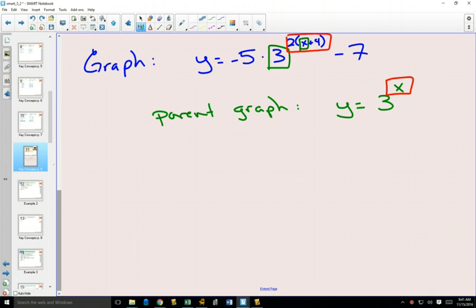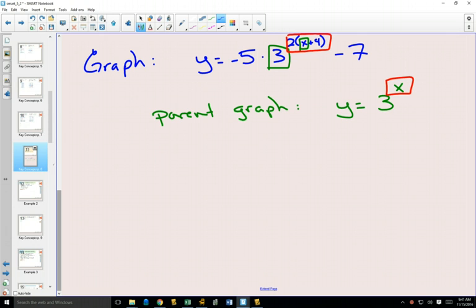Good. What's the 4 going to do? It's going to move it 4 to the left. And notice this one's already in the factored form. Remember, whenever you have a horizontal stretch compression with a horizontal translation, we always had to factor that out. This one's already factored. Then finally, the minus 7, that's going to move it 7 down.